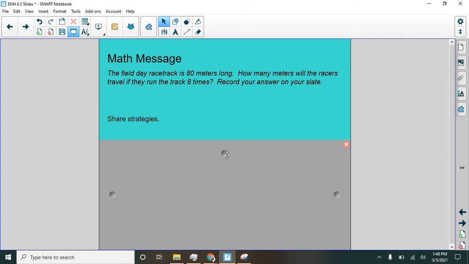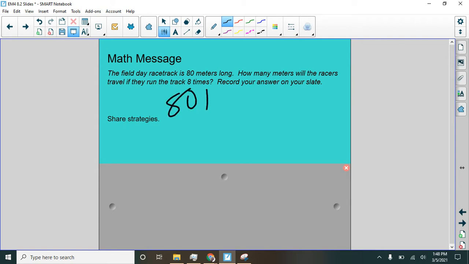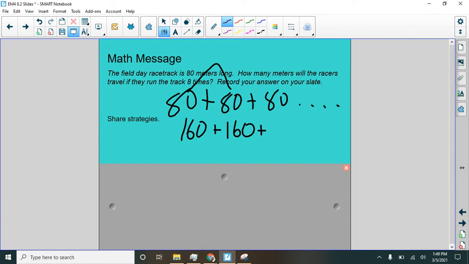All right. Some strategies that I might hear about is thinking, well, I could add 8 80s. Right? I could do 80 plus 80 plus 80, and I could do that 8 times. Or you could put together some of these 80s, right? Each of these 80s is going to be 160. So if you did 160 plus 160, that's 2 times around, 4 times around. Here's 2 more, that's 6. Here's 2 more. Right? So you could have 4 160s together.